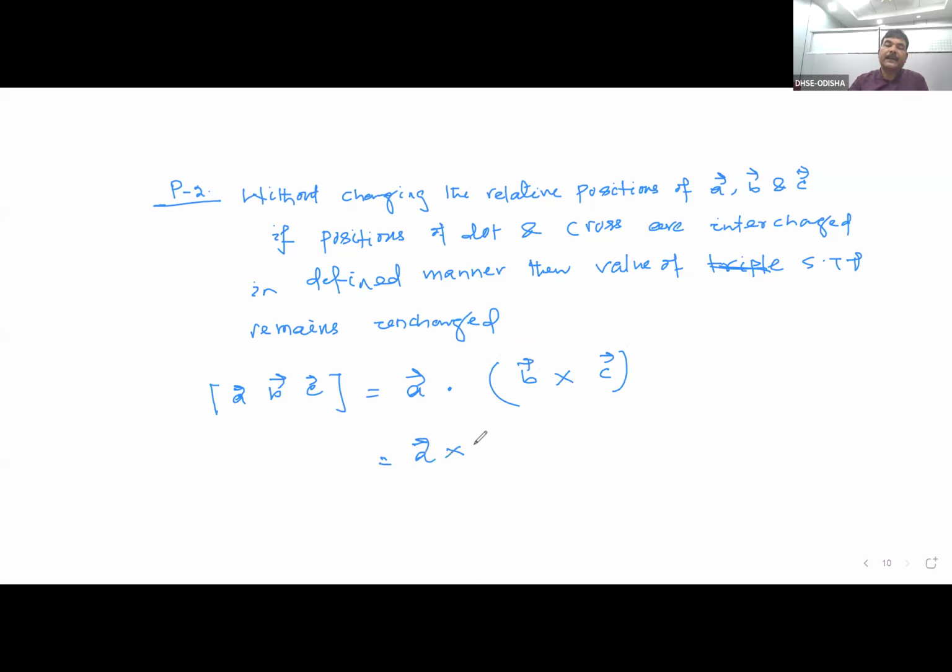Suppose the vectors ABC are coplanar. This is B vector, this is C vector, and this is A vector. If A vector lies in the plane of B and C, then the height of the parallelepiped will be 0. So this is equal to 0. Clear? Then come to property number 5.